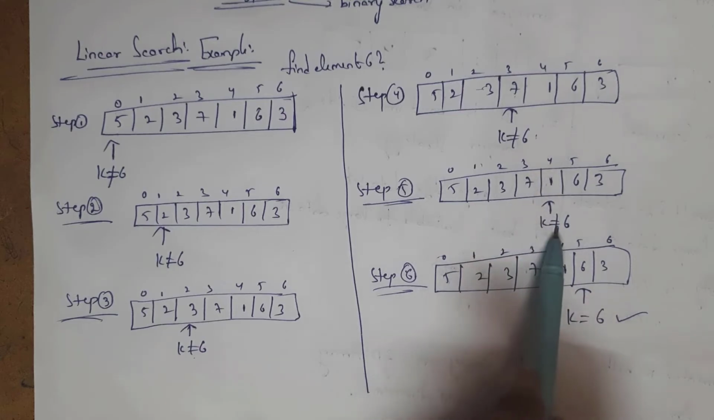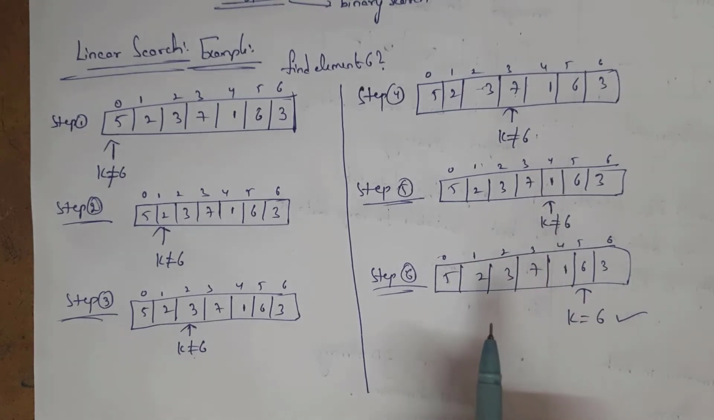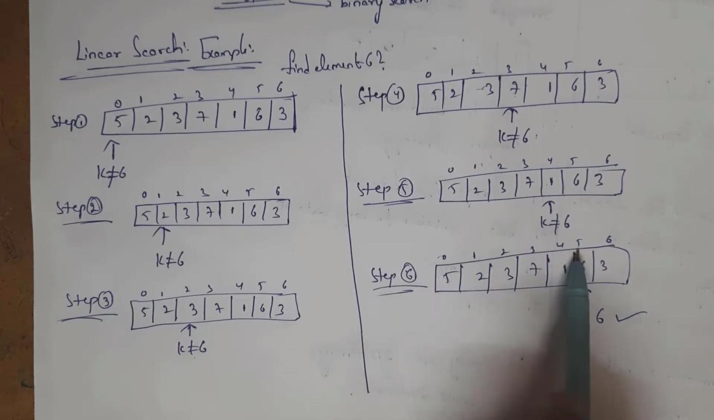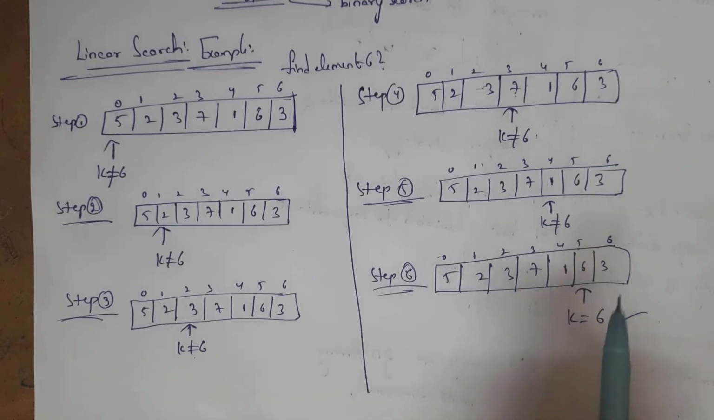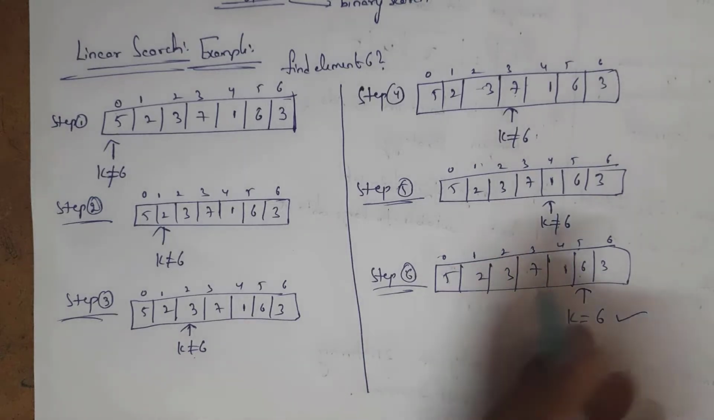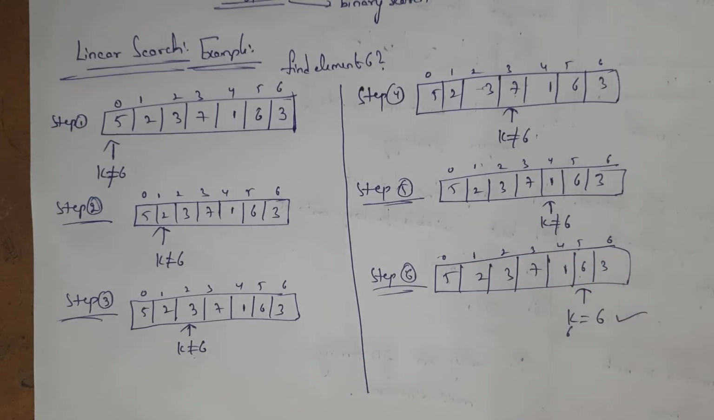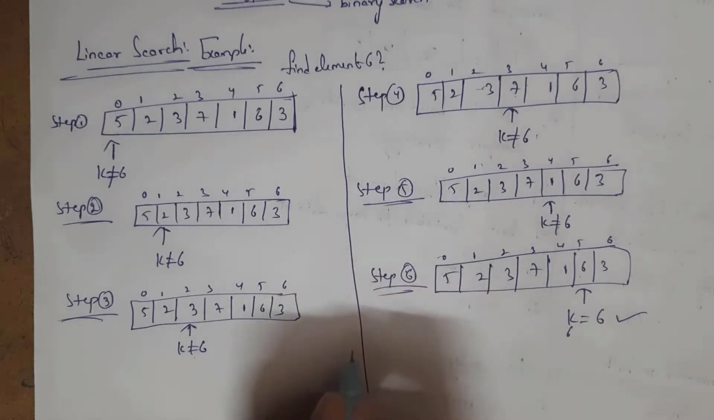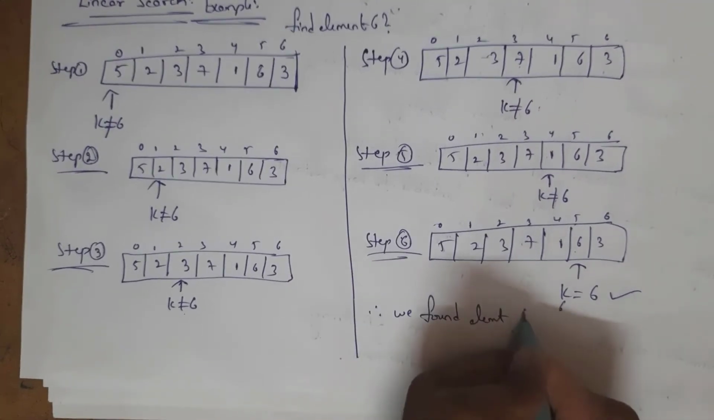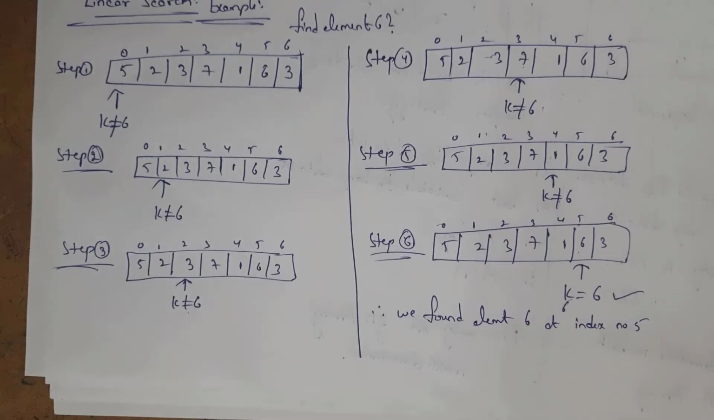1 is not equal to 6. So again we need to move the cursor one position forward. In step 6, I placed the cursor at index number 5. At index number 5, the element is 6. So here the k value is 6. 6 is equal to 6. Therefore, we found our required element. Now we can stop searching, and at last you need to write, "Therefore, we found element 6 at index number 5." This is an example of linear search.